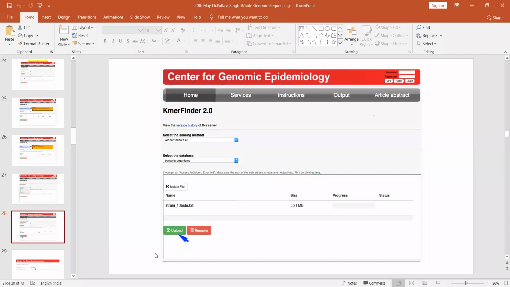Next is, now you will take your unknown sample. The unknown sample, as I told you, it could be in FASTA or it could be in FASTQ format. So this is the strain 1 in FASTA format. I had saved it in the text form, so that is why it's coming here, strain 1 FASTA.txt, and then I have to upload this file. Isolate file means my unknown organism which I want to upload from my files.